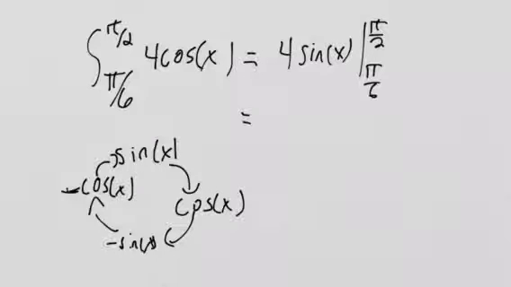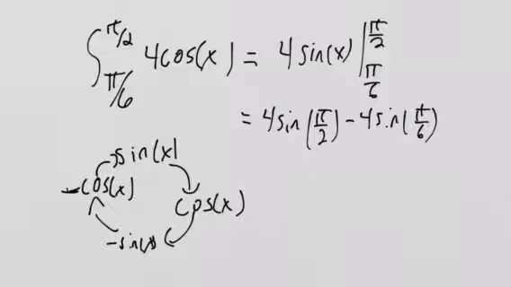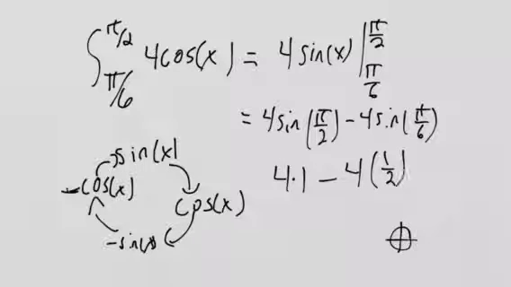So what is that going to give us? It's going to give us 4 sine pi over 2 minus 4 sine pi over 6. Okay, I'm going to think about my circle. On my circle, sine is y, so pi over 2 is here, so sine of pi over 2 is going to be 1. So I get 4 times 1 minus 4 times sine of pi over 6, which is 1/2. So then I get 4 minus 2, which is going to give me a final answer of 2.